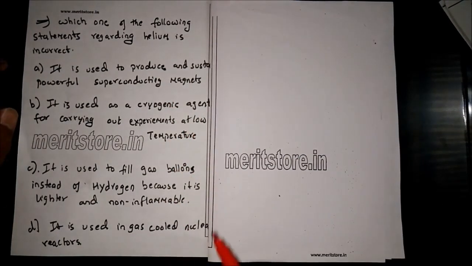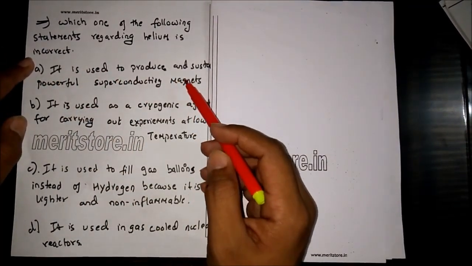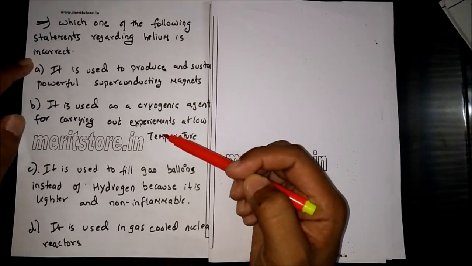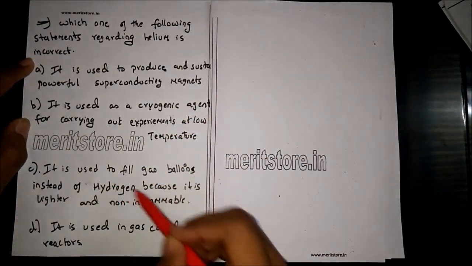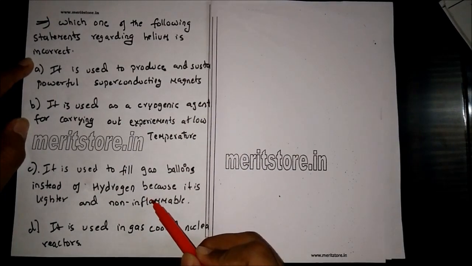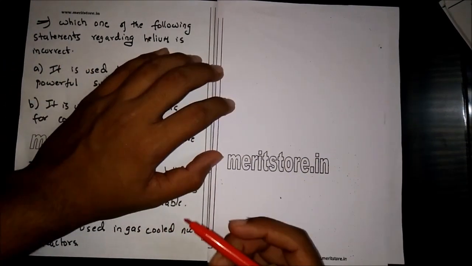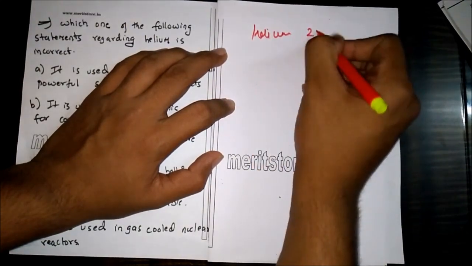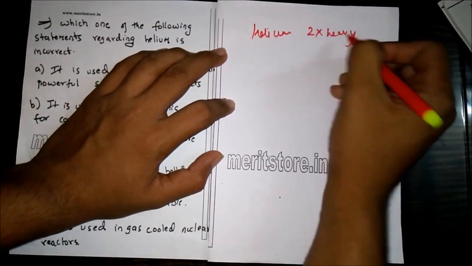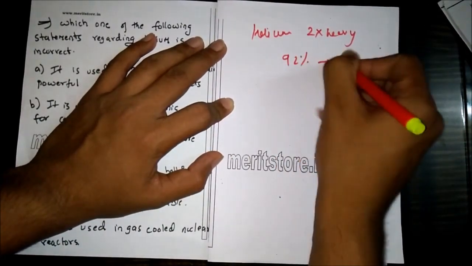The following statement regarding helium is incorrect. A. It is used to produce sustainable and powerful superconducting magnets. B. It is used as a cryogenic agent for carrying out experiments at low temperature. C. It is used to fill gas balloons instead of hydrogen because it is lighter and non-flammable. And D. It is used in gas-cooled nuclear reactors. Now let's look at helium. Helium is twice as heavy as hydrogen. Its lifting power is 92% of that of hydrogen.